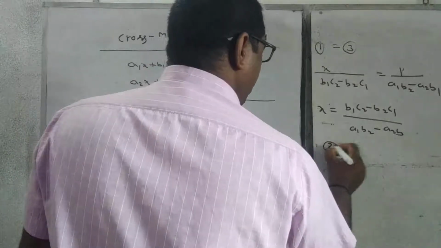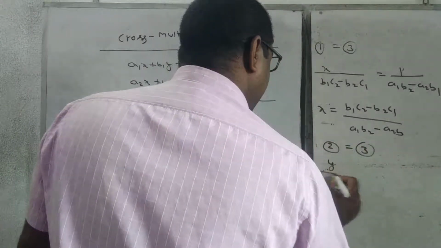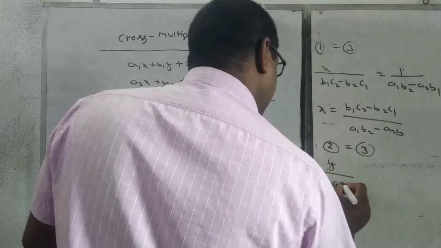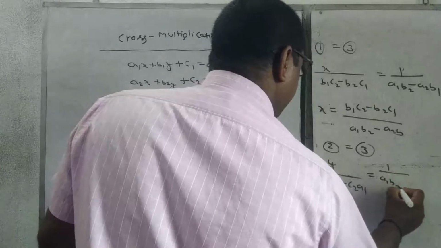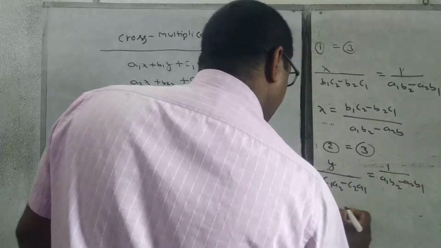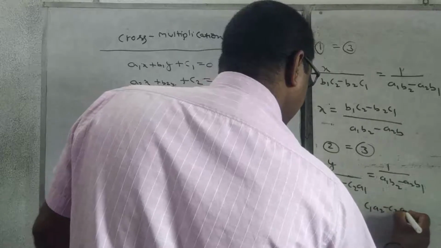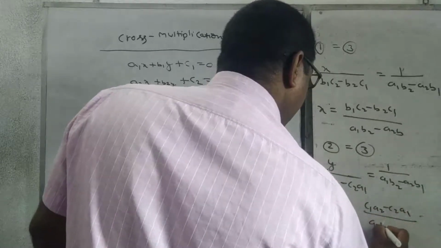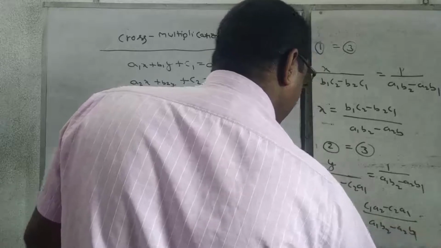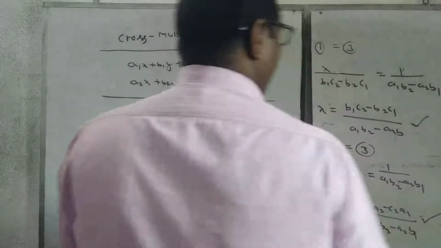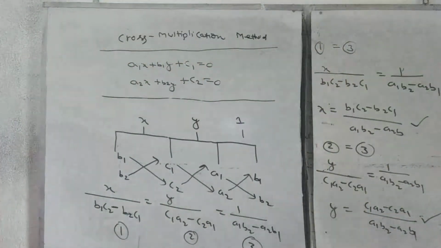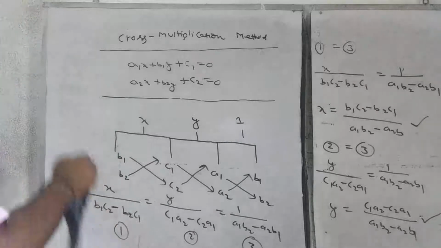Now if you put second equal to third, then y upon c1 a2 minus c2 a1 is equal to 1 by a1 b2 minus a2 b1. So y is equal to c1 a2 minus c2 a1 upon a1 b2 minus a2 b1. This is the value of x and y. So we can solve any pair of linear equations with the help of cross multiplication. Let us take some example.